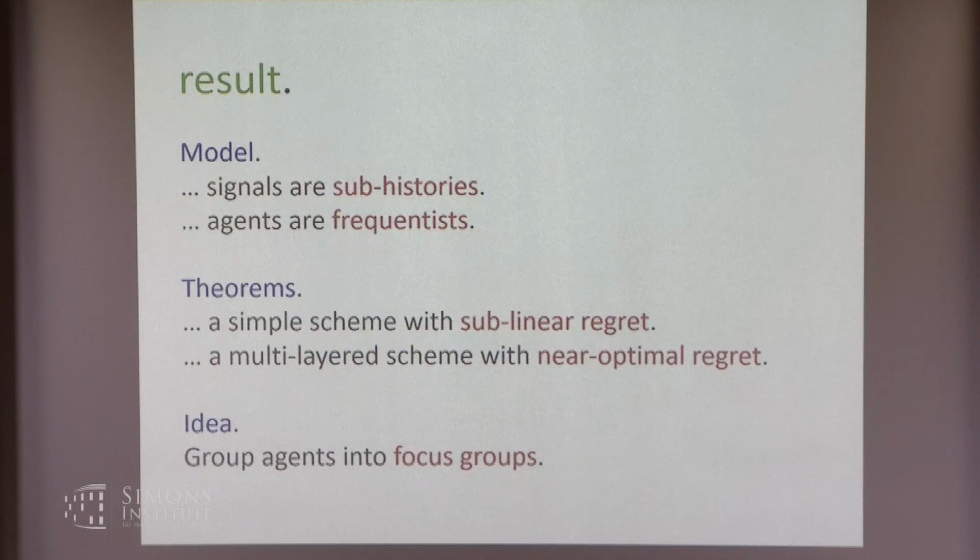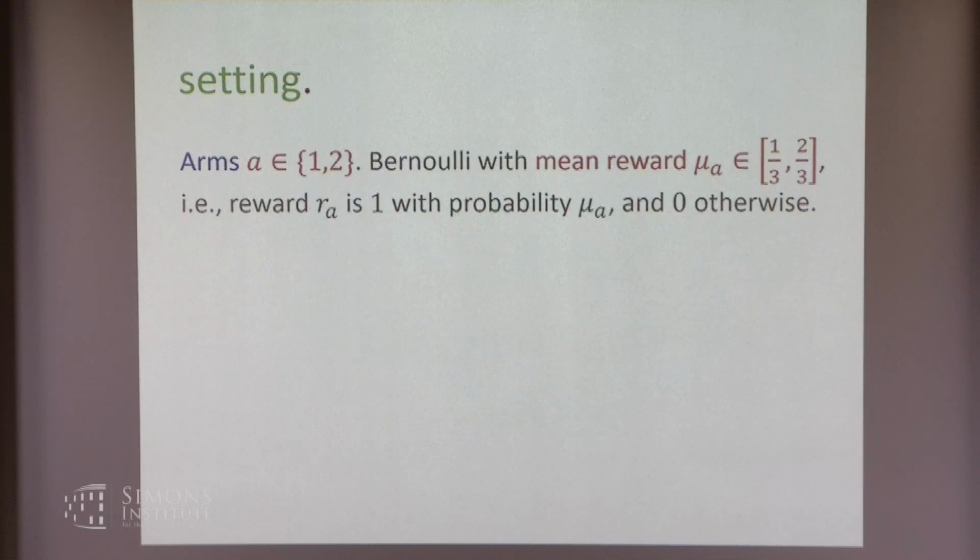So let me get into the result a little bit more deeply. I will first define the setting. I'm going to focus, as I said, on a setting with two arms. And the arms are going to have a mean reward mu a. I'm going to assume that it's bounded away from 0, but you can think about it as being in the interval 1/3, 2/3. And the reward is going to be 1 with probability mu sub a for arm A, and 0 otherwise. And I'll label the arms such that arm 1 is the better arm. Okay, so mu1 is larger than mu2.